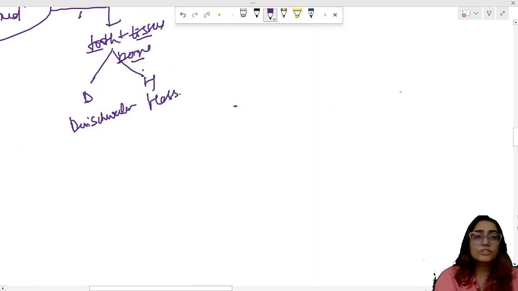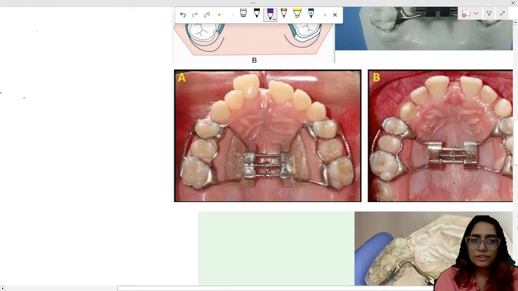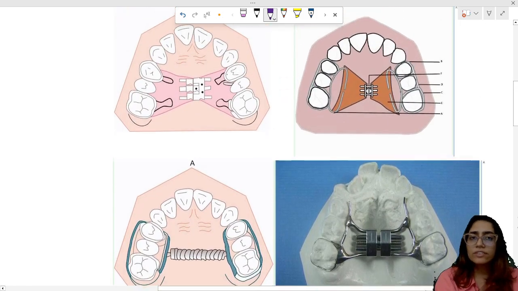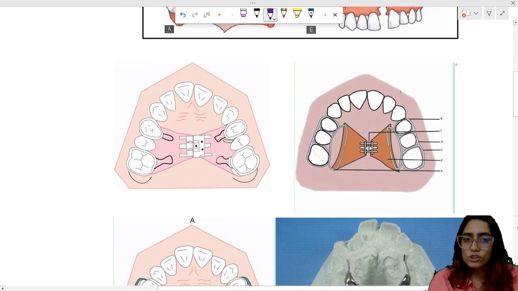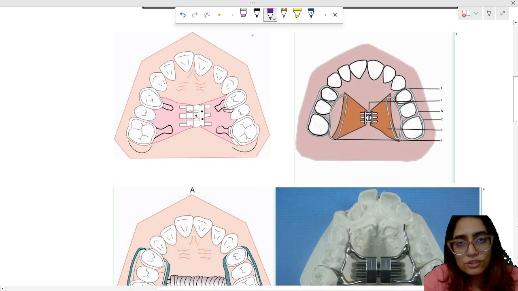So let's go to our image gallery and have a closer look at these appliances, so you'll be able to identify them better. There have been questions in the past where they have given figures of these diagrams, they have given the images, and then you need to identify what is happening. So let us have a look at these first two appliances which you see on your screen. Very first of all, when you see an appliance with a screw, it will obviously be an expansion appliance.